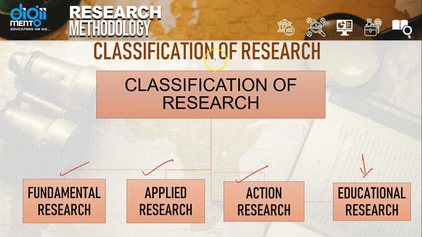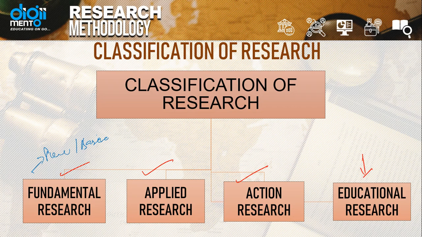Going back to the classification of research, in fundamental research, these are the pure and the basic research. Basically, in this research, our aim is to get as much knowledge as we can. We do not apply this kind of research in our practical life. Now the next one is applied research. The name suggests that we are applying our research in practical life. Okay, and the next one is action research.